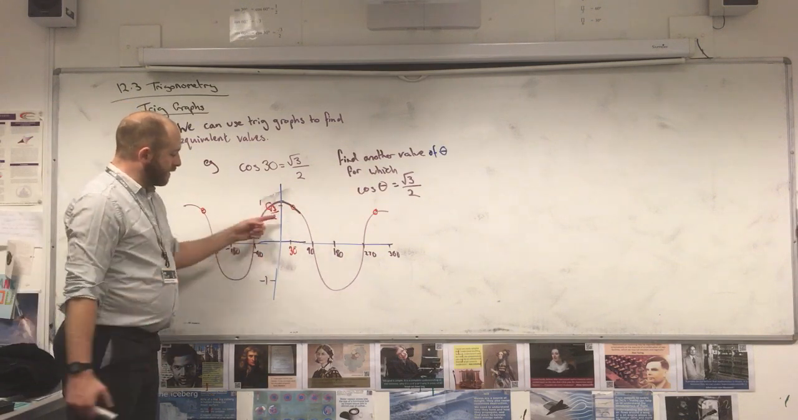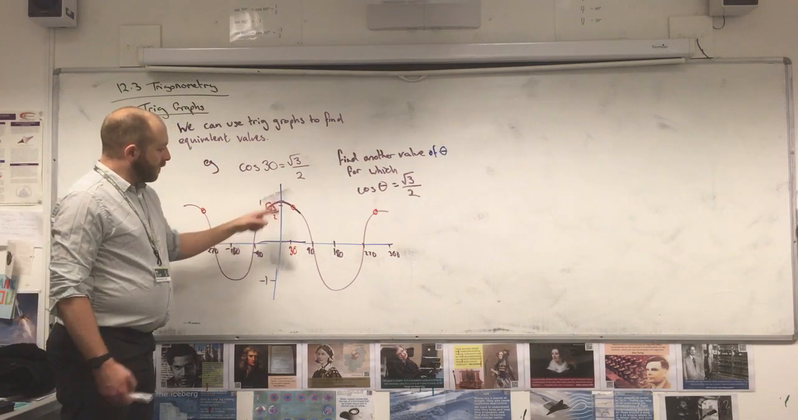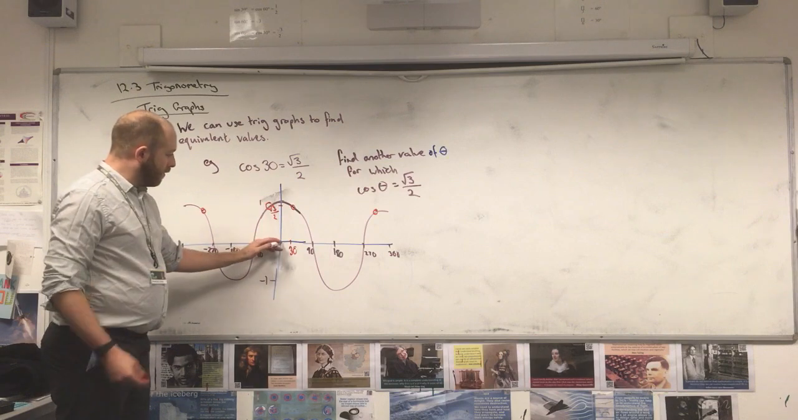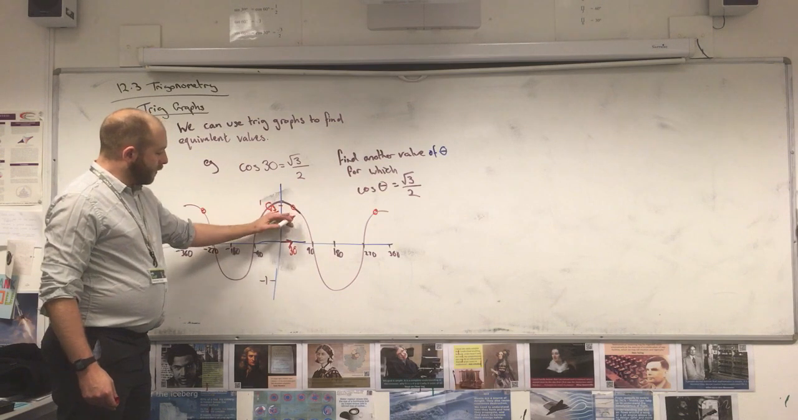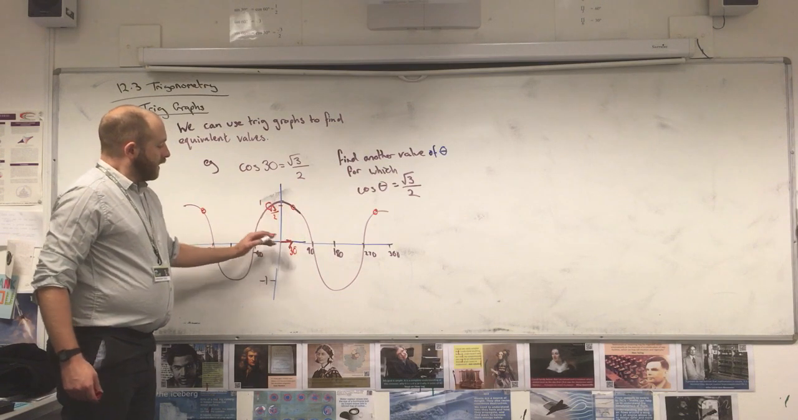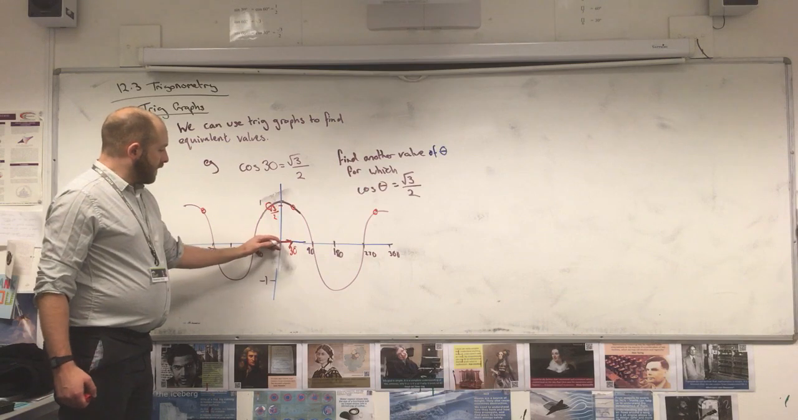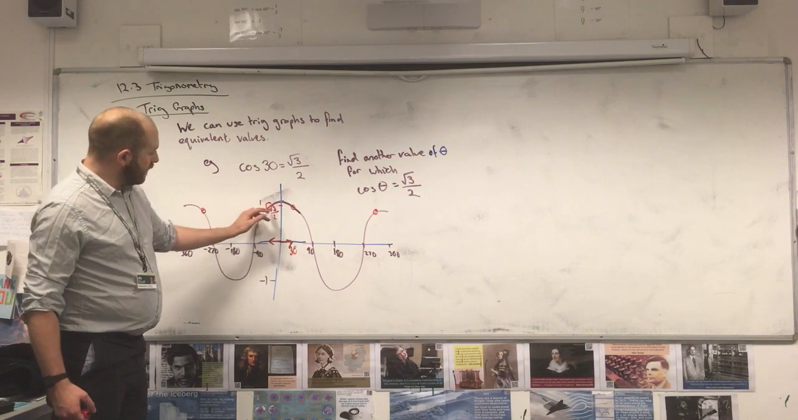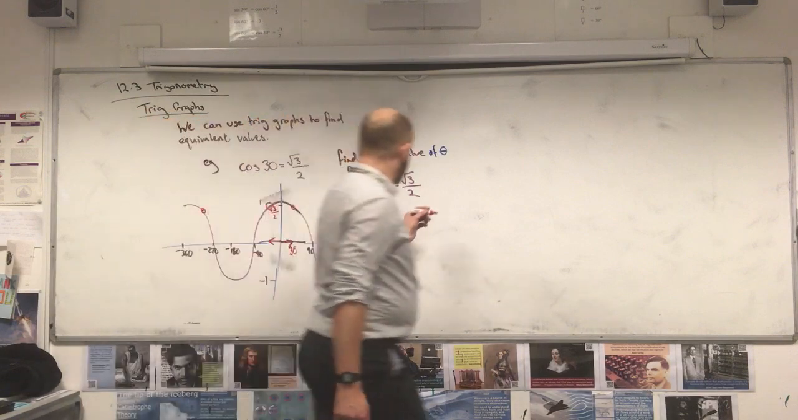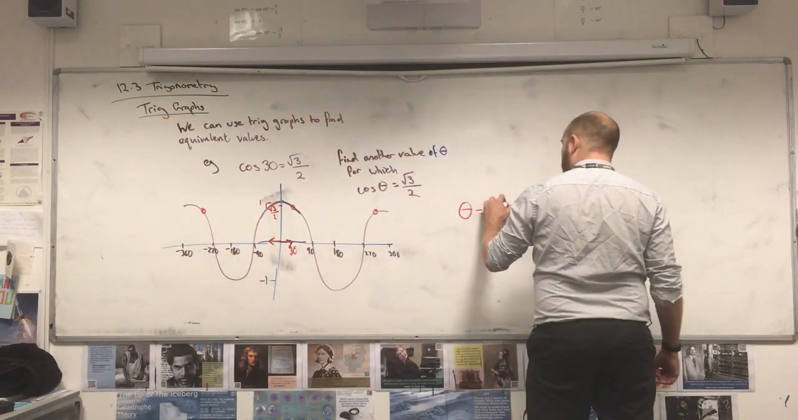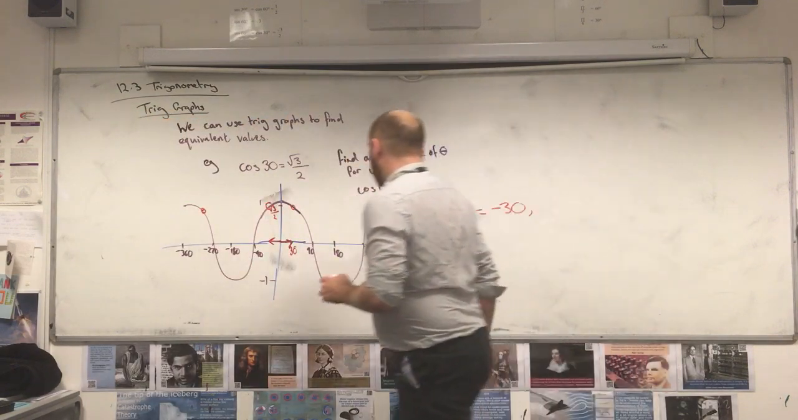So we're going to measure the distance of this angle from the peak. The peak is at 0, so the value we want is 30 degrees away from the peak. It makes sense that this value will also be equidistant because it's symmetrical. So we can say another value of theta can be minus 30, which is this one.